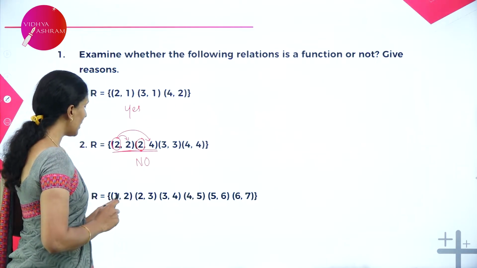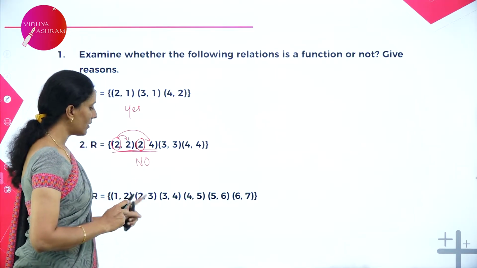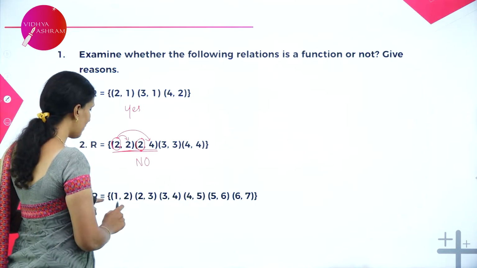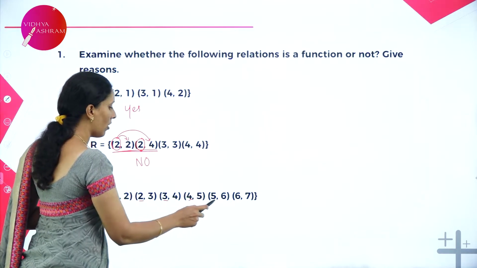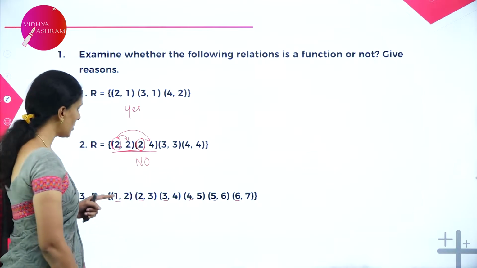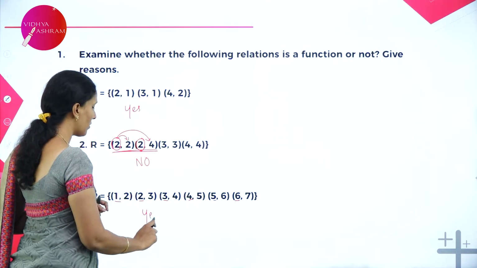Next. R is equal to {(1, 2), (2, 3), (3, 4), (4, 5), (5, 6), (6, 7)}. Look at the first element in each ordered pair here. They are different, and they have different images, and hence this is a function.